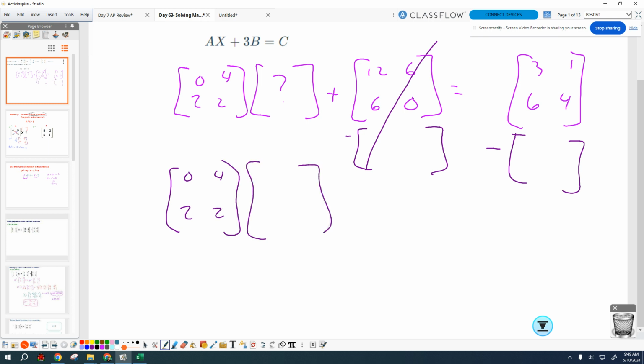Leave it looking like a matrix. So Johan, what matrix do I get here when I do the pink one minus that guy? Minus 12, 6, 6, 0. 3 minus 12, negative 9. 1 minus 6, negative 5. 6 minus 6, 0. 4 minus 0.